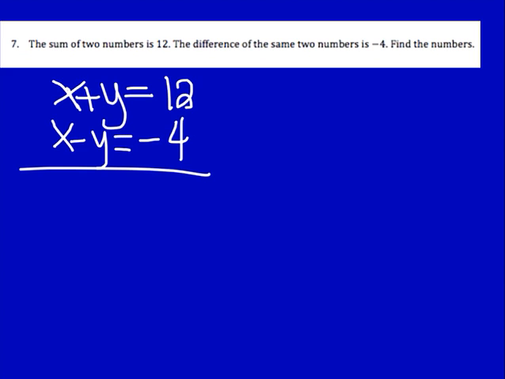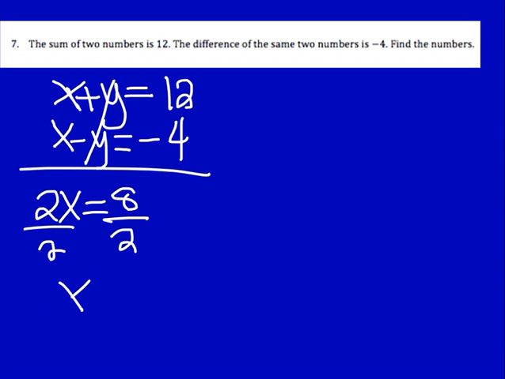So now I see that my y's have opposites, so I can go ahead and add down the columns. So here I'm going to get 2x. 12 minus 4 is going to give me 8. Then I'm going to divide both sides by 2, and I end up getting that x is equal to 4. So now I can plug that into the other problem, or either one of these. I'm just going to plug it into the top one. I know that x is equal to 4, so I'm going to take x out of here and write 4 instead.